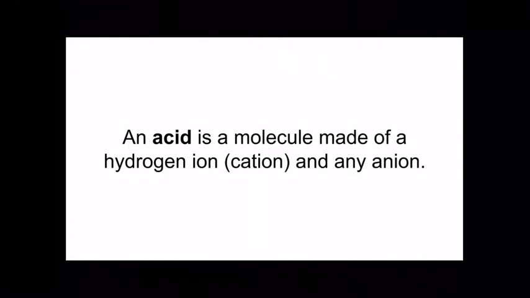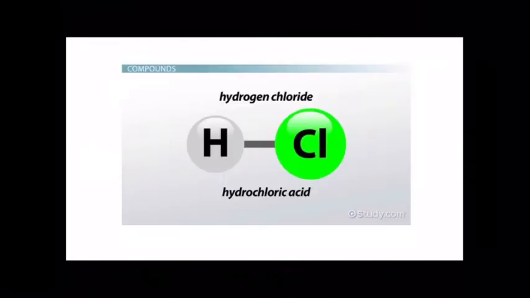As long as it isn't water. If it was water, as long as it isn't hydroxide, if it was hydroxide, we would call it water. But an acid is an ionically bonded molecule that is made up of a hydrogen ion as its cation and anything else as its anion. So hydrogen chloride is an example of an acid.